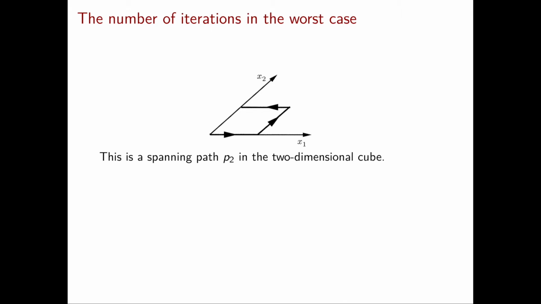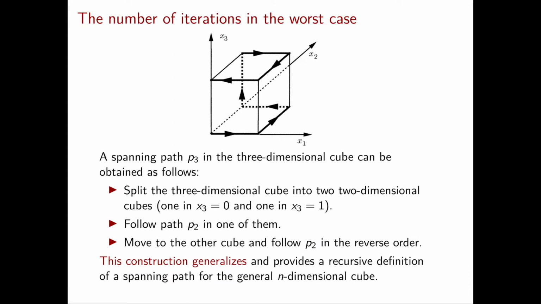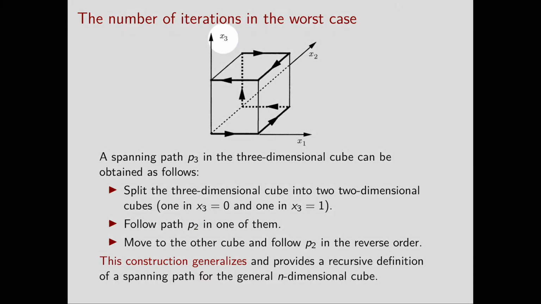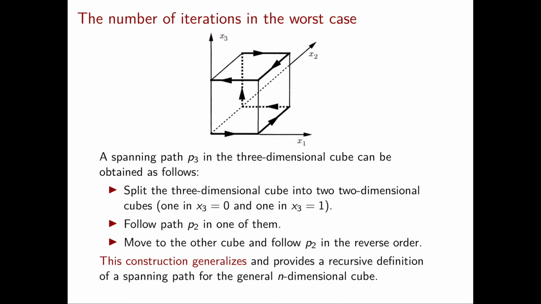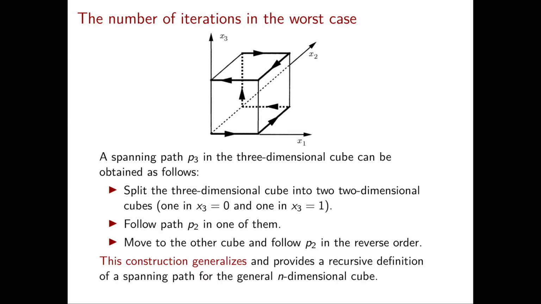Now we're going to use this spanning path that we call P2 to form a spanning path P3 in dimension 3. In this picture here, you can see our unit cube in dimension 3. The way we're going to construct our spanning path P3 is very simple. We look at our new component x3 and we consider separately the face of our polyhedron defined by x3 equal to 0, that is this square down here, and the face of our cube defined by x3 equal to 1, which is this square over here. In this way, we have obtained two two-dimensional cubes.